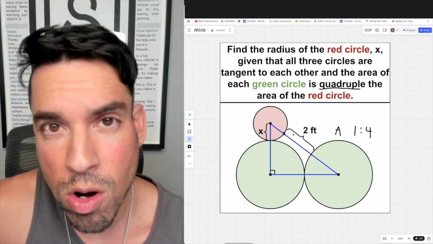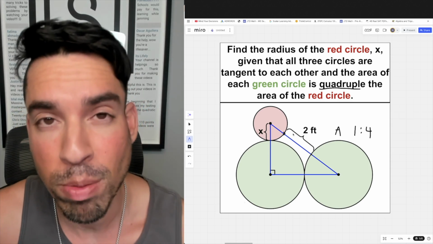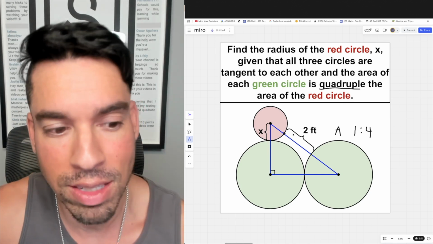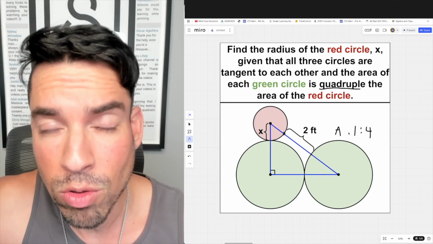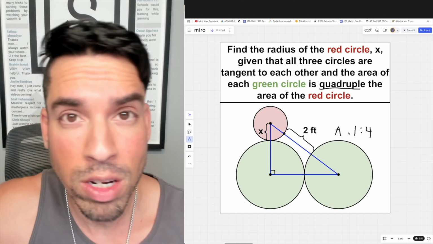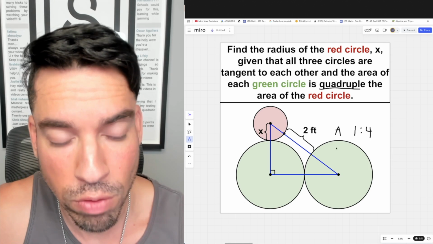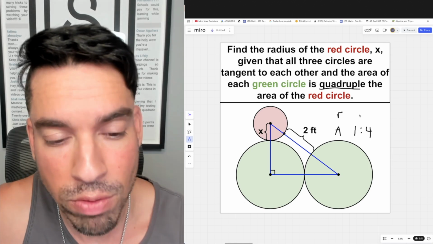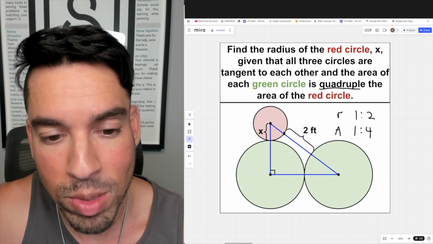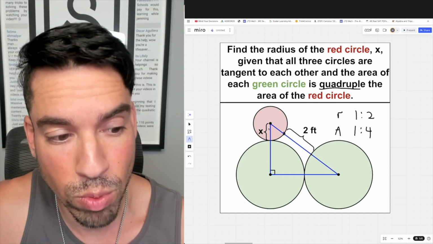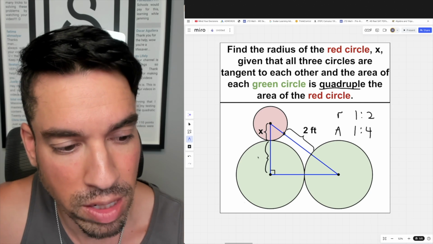Well, when we know a proportion of areas or proportion of volumes, we can actually get the proportions of the relative side lengths, and in this case, the radius. So, for example, since area is like square units, one way to remember this is to go from area back to side length. We take the square root of this ratio. So, for example, to get the ratio of the radii, we take the square root of 1, which is 1, the square root of 4, which is 2, and we see that we have a 1:2 ratio for the radii, which means the radius of the green circles can be represented as 2x.